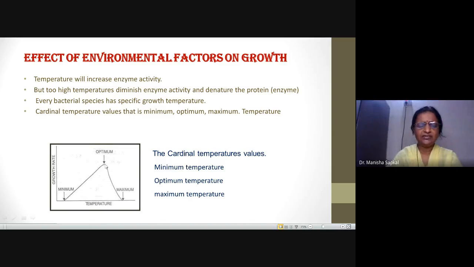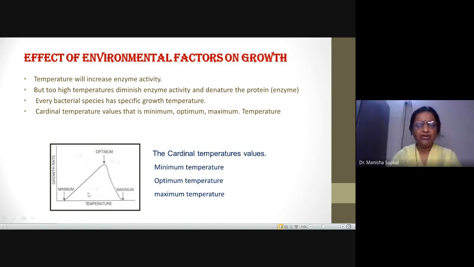Now, after that, what happens? After that, an increase in the temperature lowers the growth rate. Now, why does this happen? This is the actual effect of temperature. A rise in temperature up to a certain limit increases the growth rate. Beyond that temperature, an increase in the temperature decreases the growth rate.